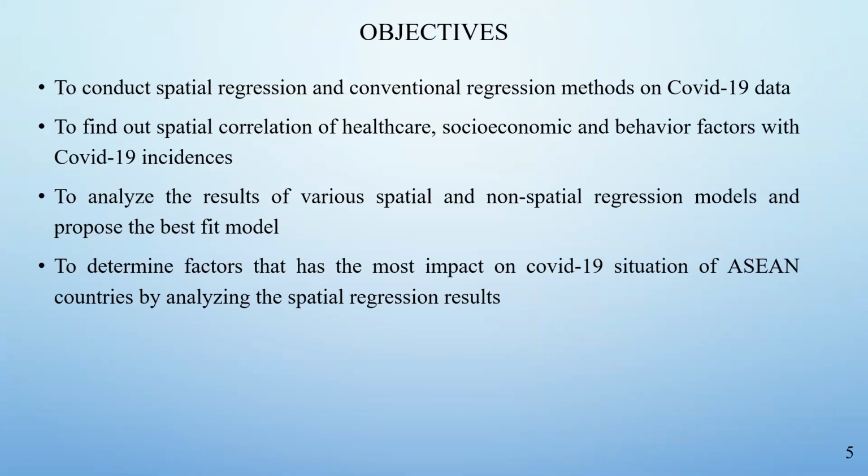The objective of my study is to conduct spatial and conventional regression methods on the COVID-19 data, then find the correlation between my previously stated data and COVID-19 incidence, and analyze the results of various spatial and non-spatial regression models, because regression only gives you numbers. So we need to analyze what those numbers mean, propose the best-fit model based on my fitness test method, and determine the factor that has the most impact on the COVID-19 situation in ASEAN countries by analyzing the spatial regression results.